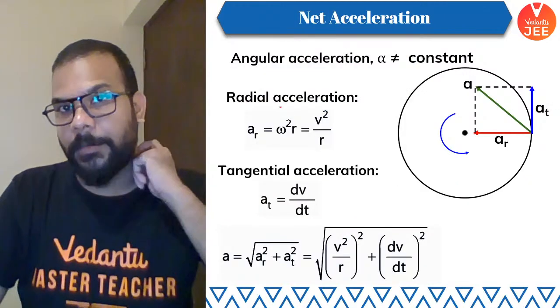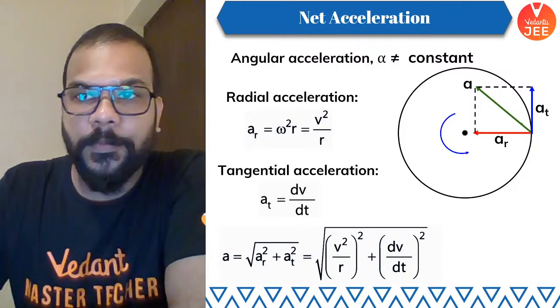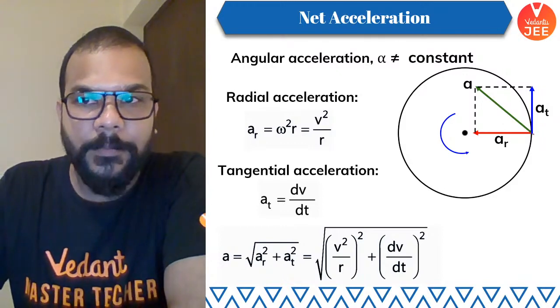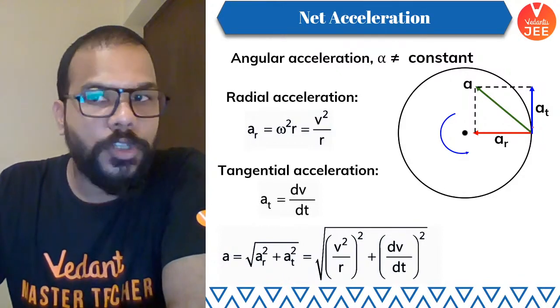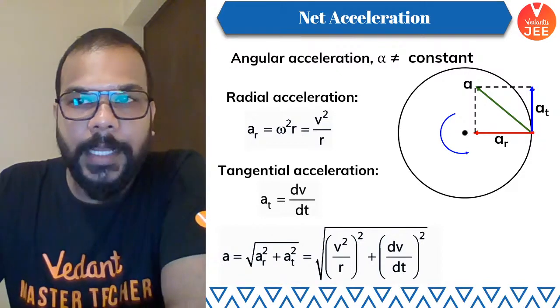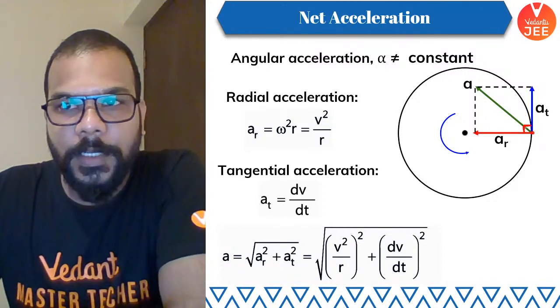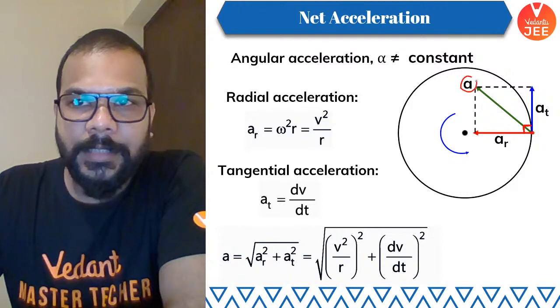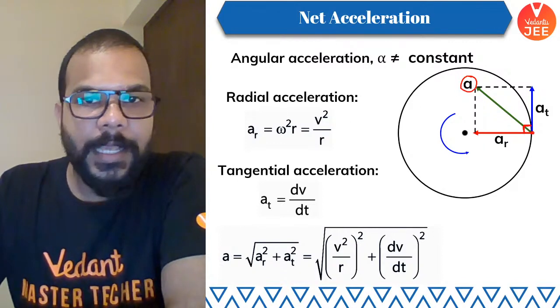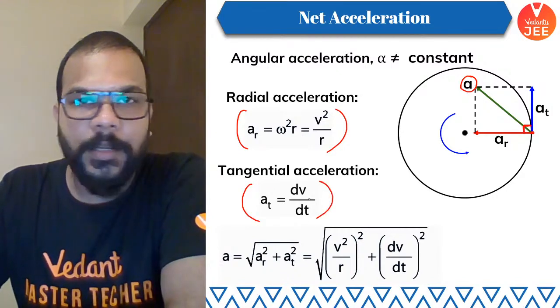Now, if we look at them both simultaneously, if both of them are present, that means tangential acceleration is also there. Then the direction of radial acceleration is towards the center and tangential is along the tangent direction. So both of them are perpendicular to each other. So this is basically their resultant acceleration. The radial acceleration we already know, v square by r. Tangential we already know, dv by dt.